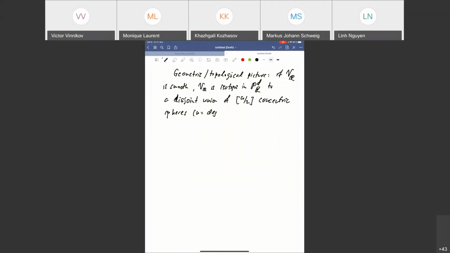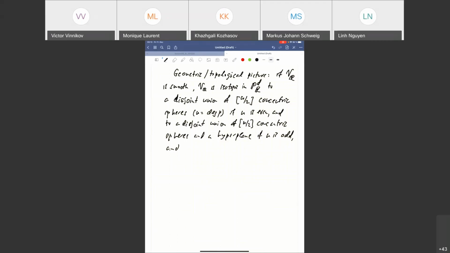Here n is the degree of P, if n is even, and to a disjoint union of n over 2 concentric spheres and a hyperplane, if n is odd, and the interior of the innermost sphere corresponds to the hyperbolicity cone.